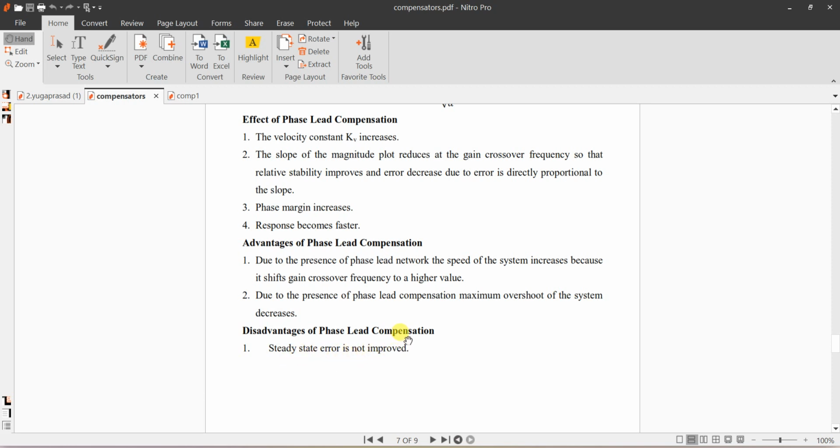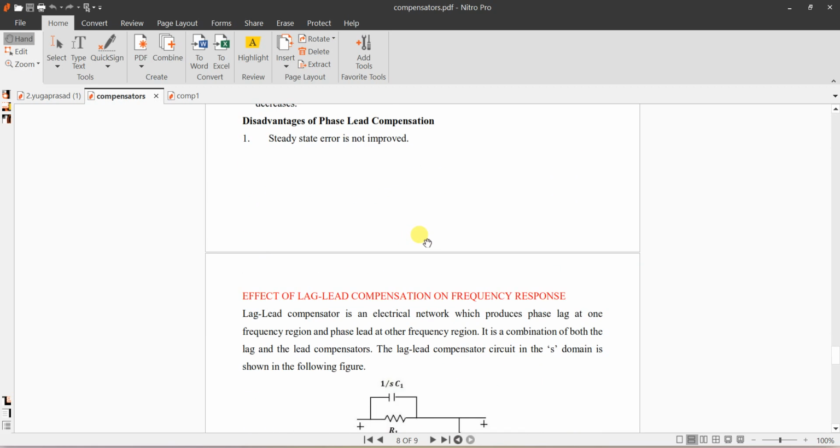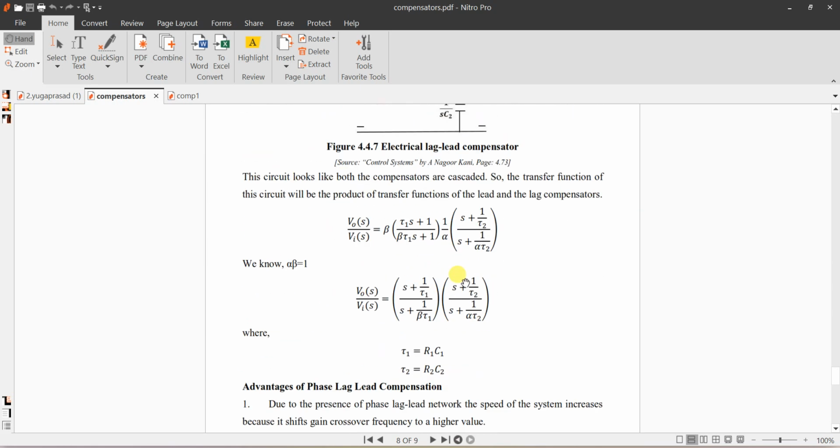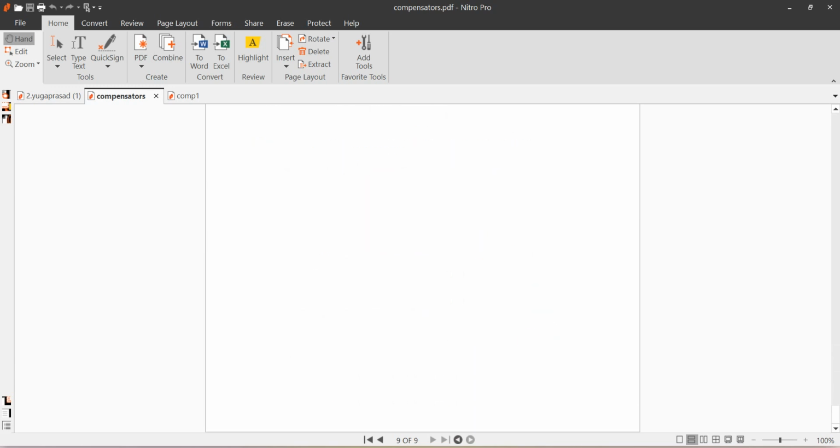So lead has some advantage, lag has some advantage. If you combine both lead and lag, you are going to get a better response. The advantage of phase lag-lead compensation is that, due to the presence of the phase lag and lead network, the speed of the system is going to increase because it shifts the gain crossover frequency to a higher value. Due to the presence of the lag-lead network, accuracy also increases. So now we'll do it one by one.